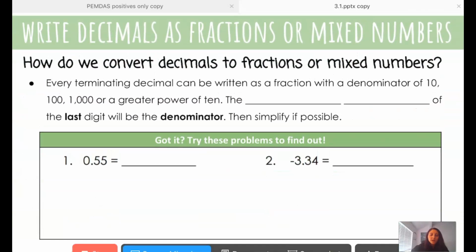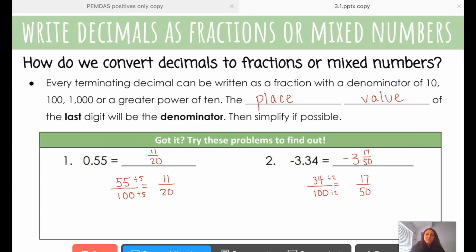All right, I want you to try 1 and 2 and then click continue when you're ready to check your answers. All right, check your answers with my answers.